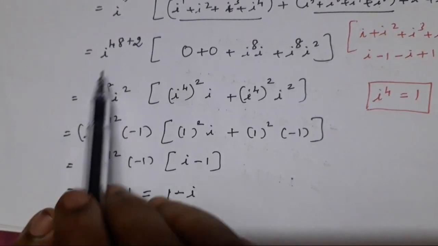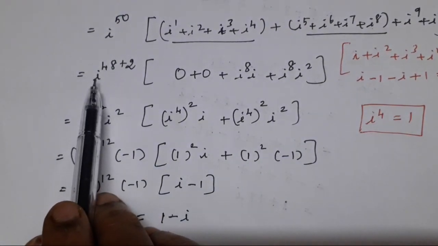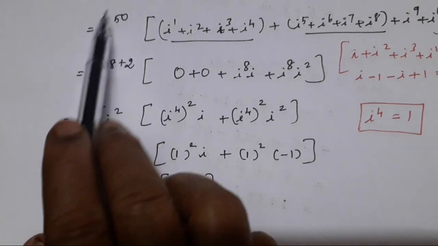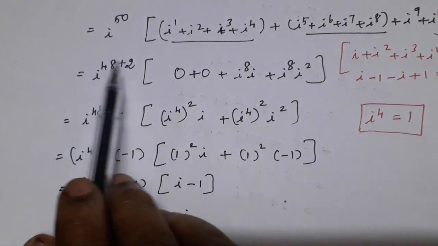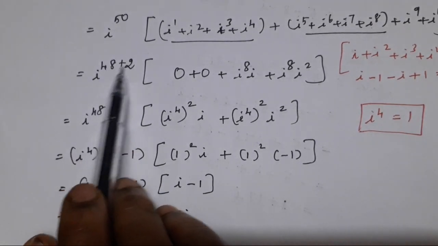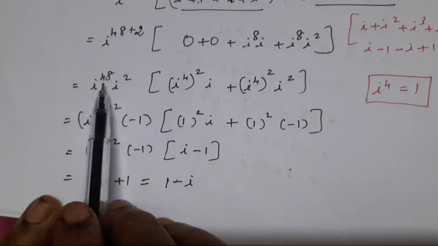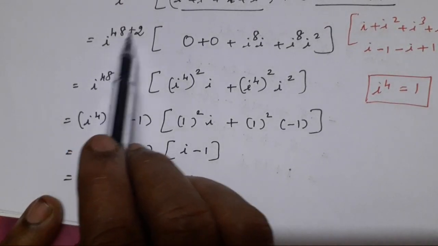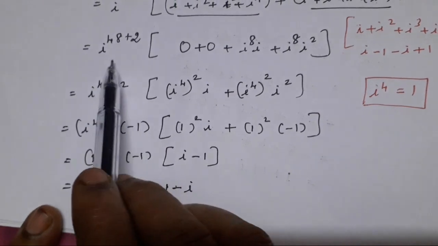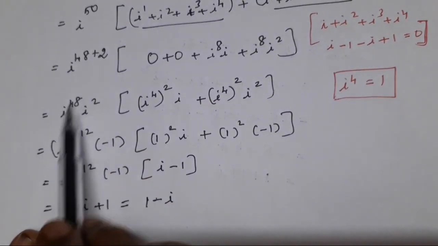See this step. i power 50 is what? i power 48 plus 2, because 48 is a multiple of 4, divisible by 4. So i power 50 is split into 48 plus 2. Next, see the step: i power 48 plus 2 is i power 48 into i square.